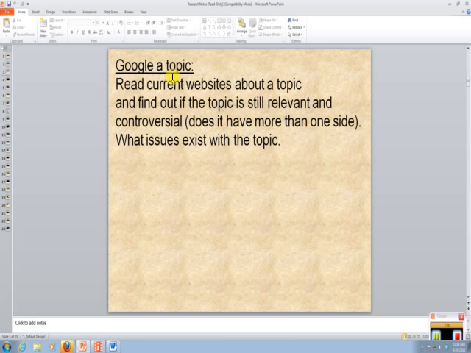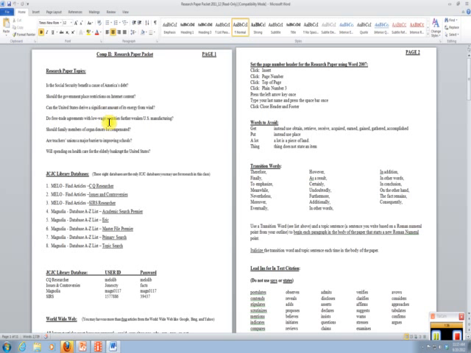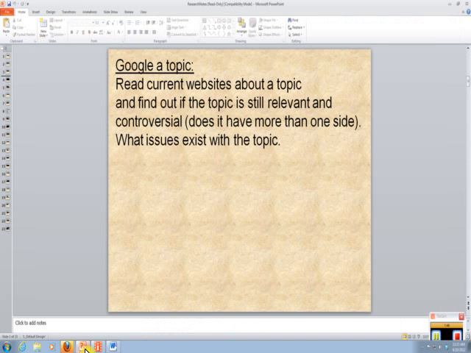Because you want to be able to take a side on that issue, but you also want to be able to have enough information to support which side it is that you're taking. What issues still specifically exist with the topic that you've chosen? Each one of these topics here has an issue that you can take and develop into an argument. Are you going to be for it or against it? You won't know until you're able to go into the websites and actually look and see if there's information out there on the topic.